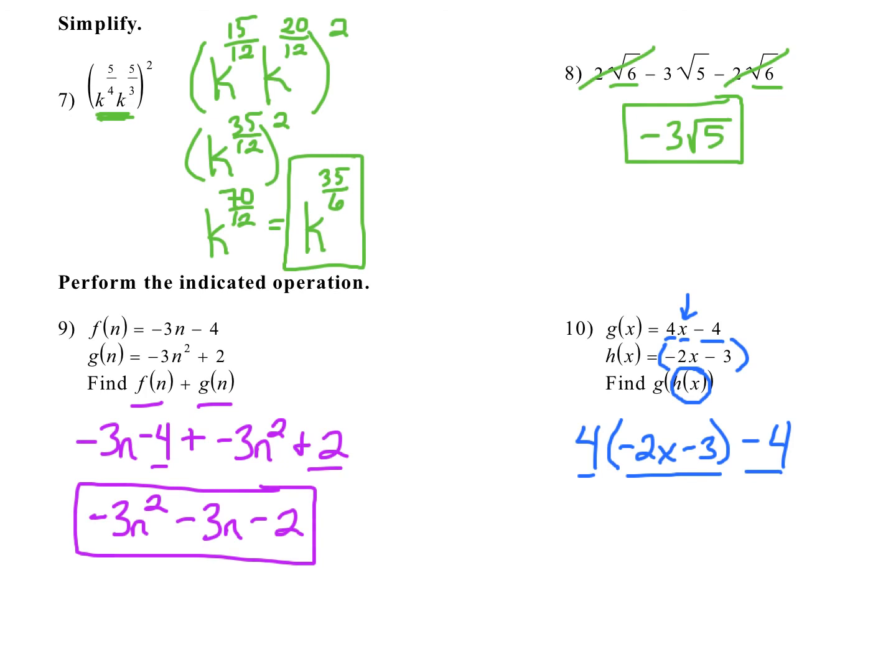So now I go through and simplify. So that would be negative 8x minus 12 using the distributive property, minus 4 bringing down that term, and then combine like terms. So negative 8x minus 16.